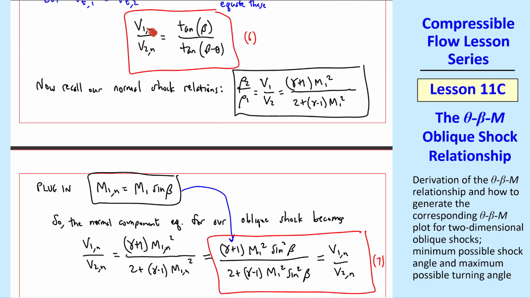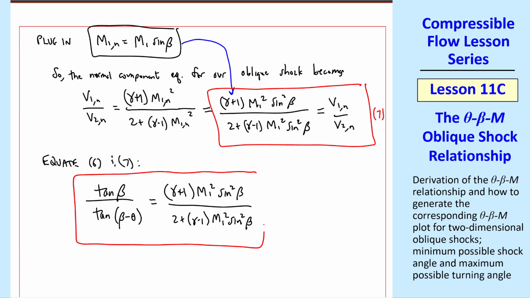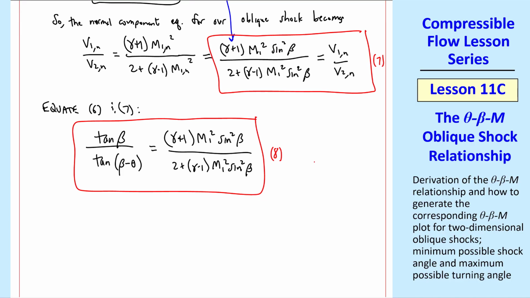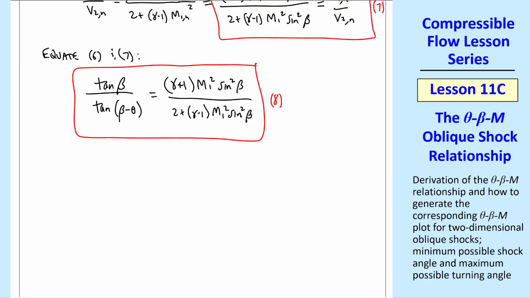Now we have two equations for this ratio V1n over V2n, equation 6 and equation 7. So let's equate them, and we get this, which I'll call equation 8. This is our desired relationship between beta, theta, and M1. But we want to get it into a more useful form. This will involve some trig identities.